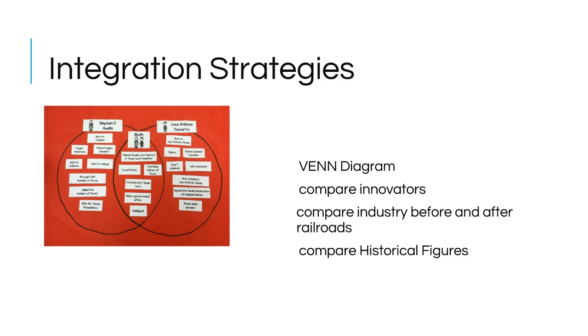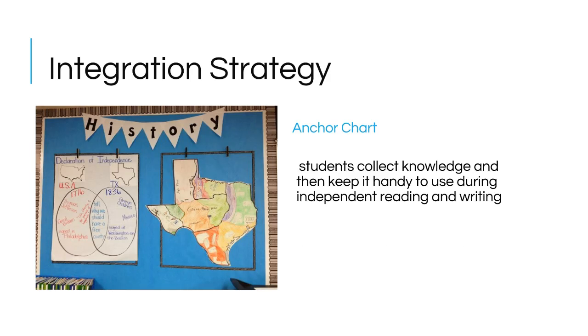Integration strategies. The strategy I put up today is a Venn diagram. It's a great way for kids to organize their thinking when they're comparing and contrasting, which is a social studies skill as well as a language arts skill. So they could compare two innovators. They could compare light industry before and after the railroads, the cattle industry before and after the railroads, or compare two historical figures.